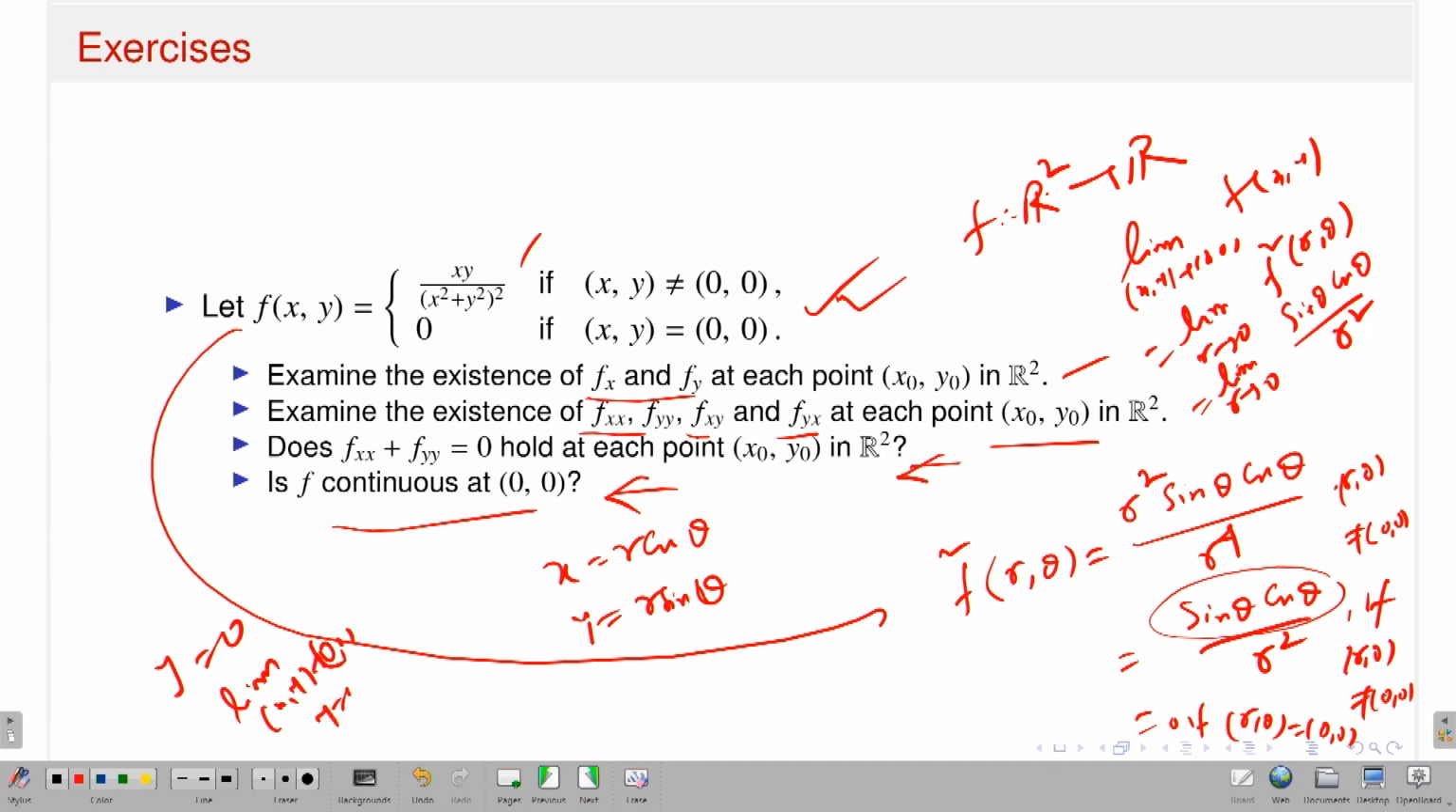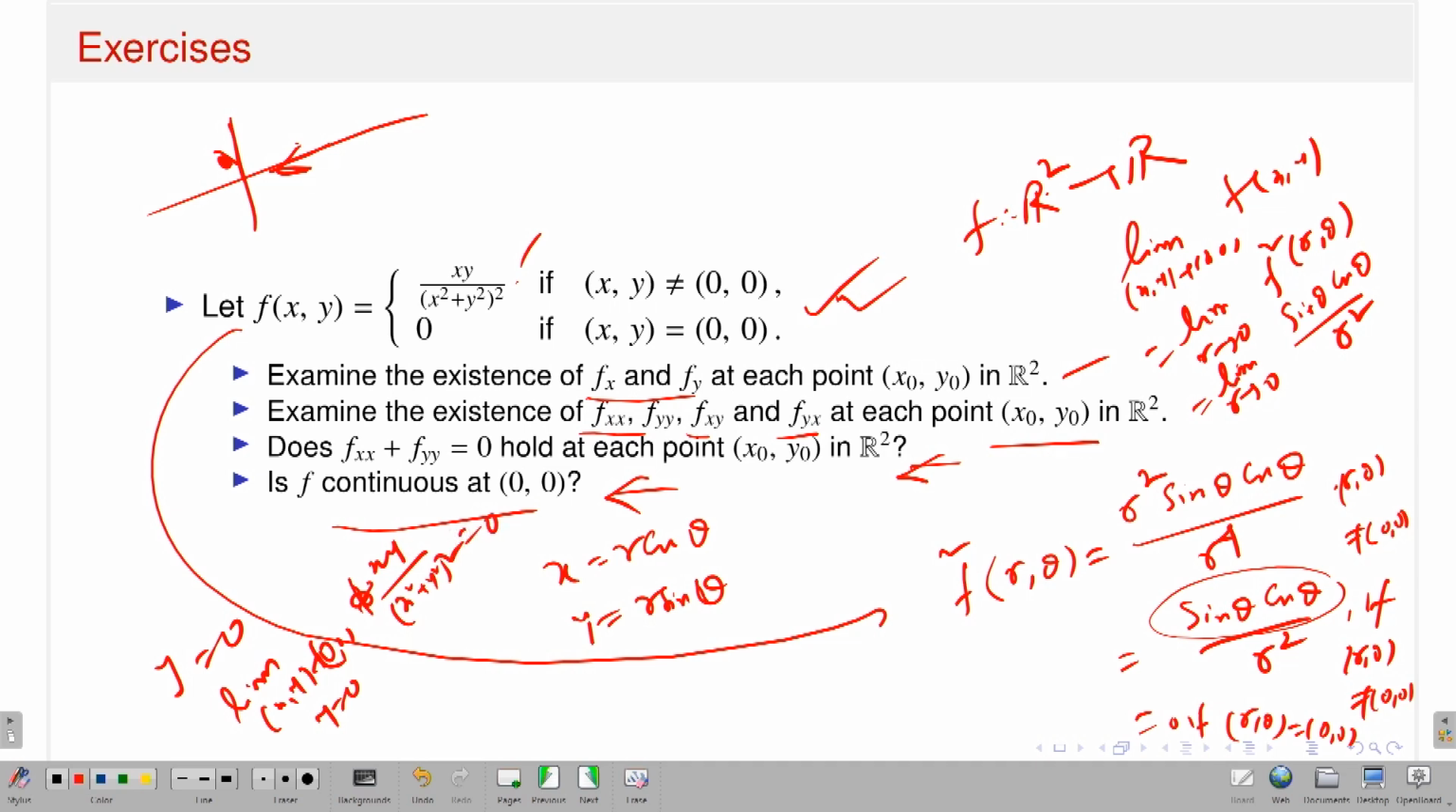Okay. If y is equal to 0, that means I am approaching the origin along the x-axis. So what will happen? Because y is 0, by the definition of the function, the limit of xy divided by (x square plus y square) whole square will be 0, since y is 0.